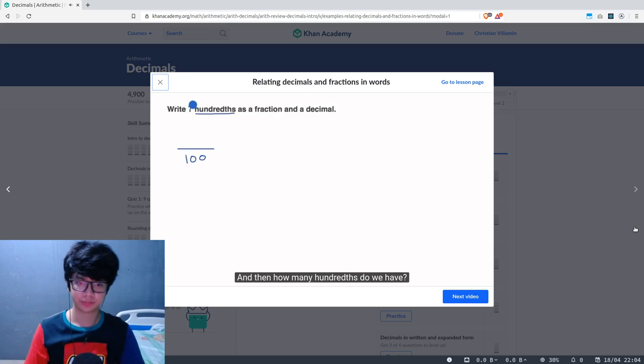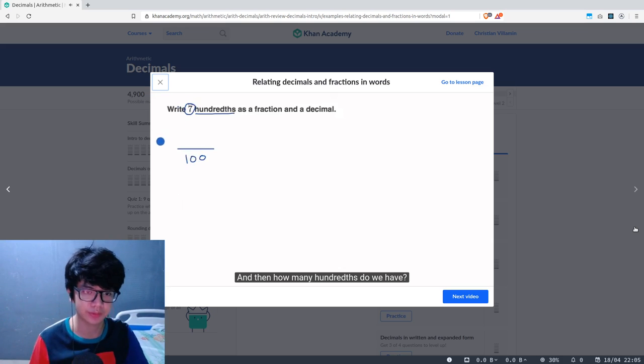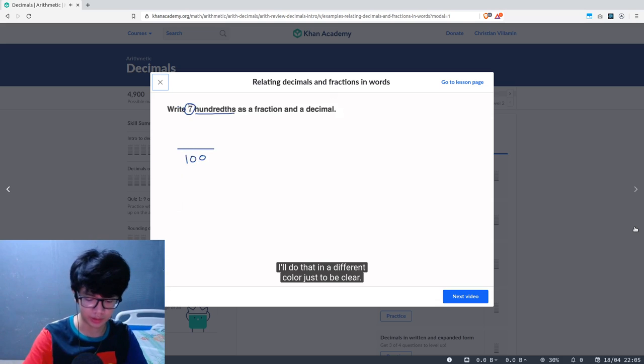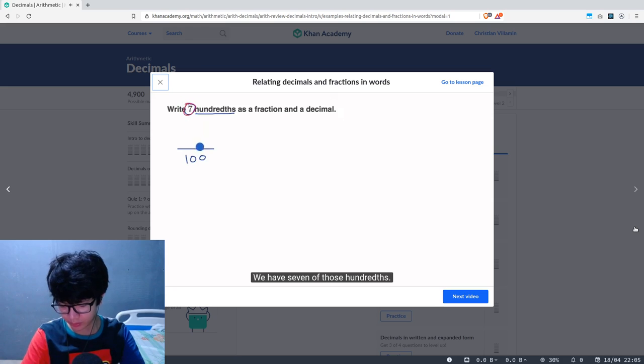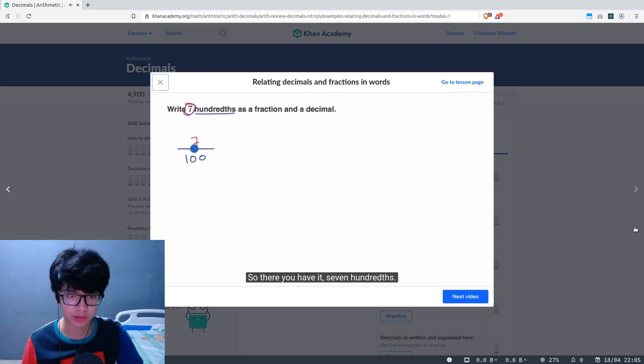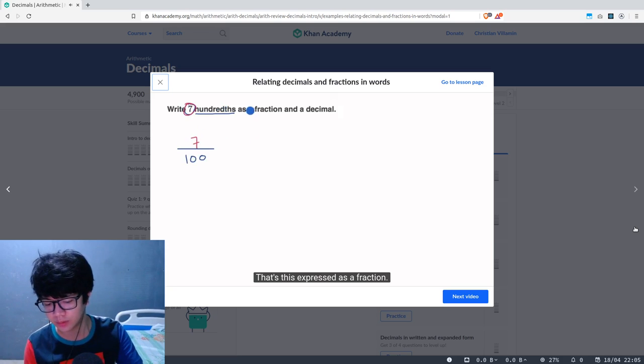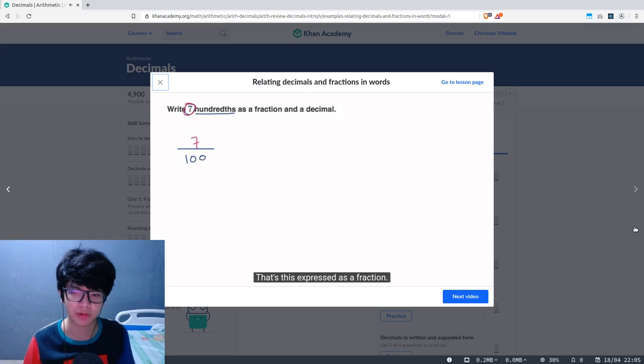And then how many hundredths do we have? Well, we have 7 of them. And I'll put them in a different color just to be clear. We have 7 of those hundredths. So there you have it, 7/100. That's this expressed as a fraction. Now, what about as a decimal?